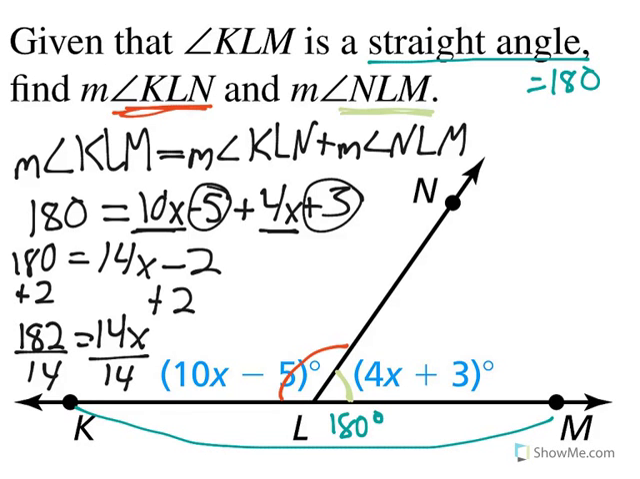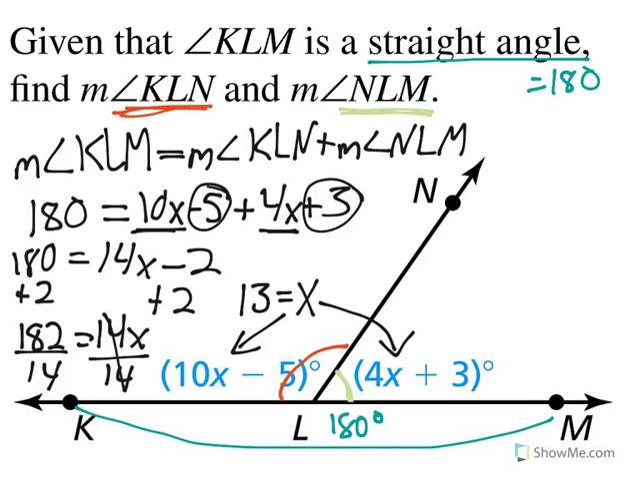And so when I divide 182 by 14, I'm going to get 13. And then obviously my 14 divided by 14 gives me 1x, so I'm just left with x. But notice it doesn't ask me for x in my question. It asks me for the measure of those angles. So I need to substitute this back in order to find them.